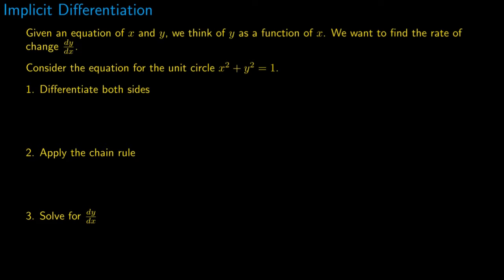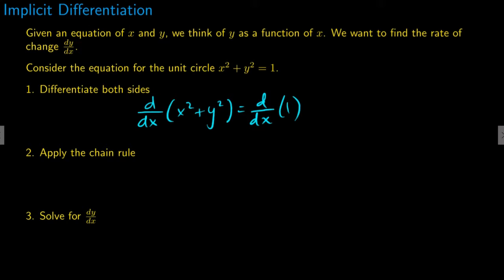First, we're going to differentiate both sides with respect to x. So we have the derivative with respect to x of x squared plus y squared, the left side, equals the derivative with respect to x of 1.